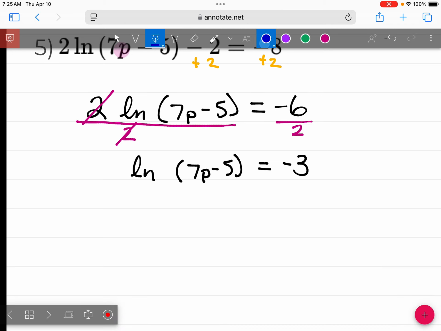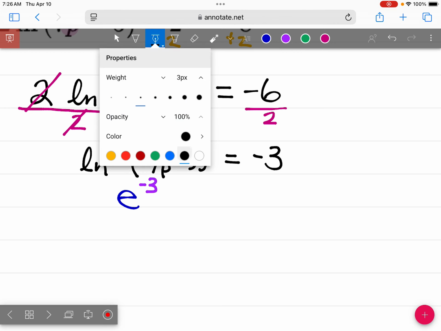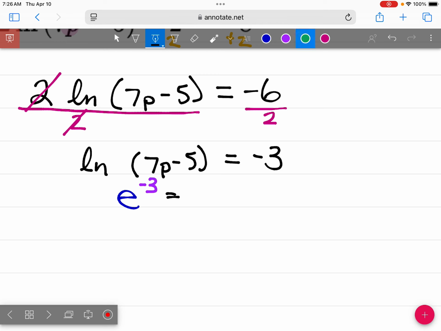Now we can put it into exponential form. What is our base? e. What's our power? -3. And what is the argument? 7p - 5.